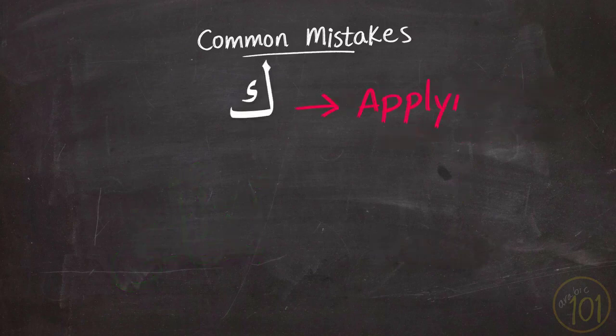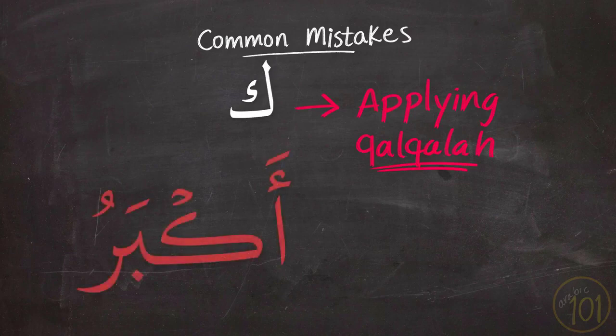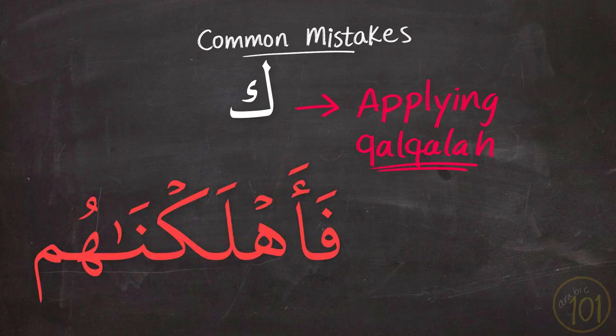Now moving on to kaf. The most common mistake for kaf is applying qalqala on it, especially when it has sukoon. Like so: akbar, akbar, فَأَهْلَكْنَاهُمْ. So this is not the way to pronounce kaf.